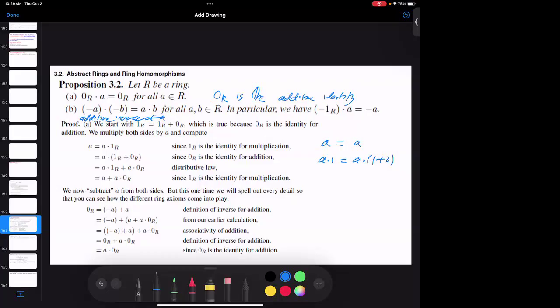And now we use associativity. We regroup things, and this is something we've done all the time when we're doing things in group theory, so that the additive inverse of A, negative A, is right next to A. And then that's going to be 0 plus A times 0. Well, since 0 is the additive identity, anything plus 0 is itself, so we get A times 0. And so finally, when the dust settles, we get 0 equals A times 0. Okay, so multiplying by 0 gives 0. This was not a foregone conclusion.